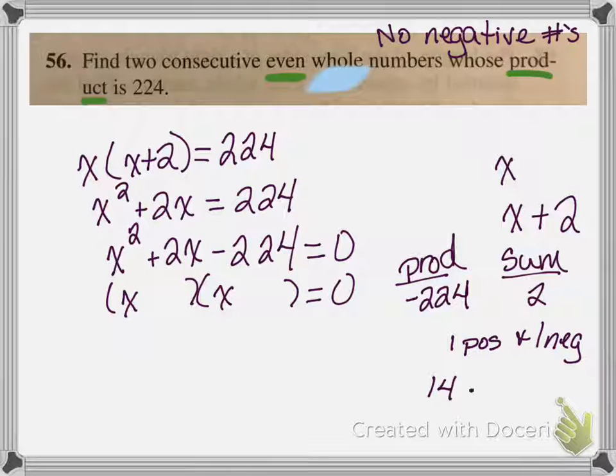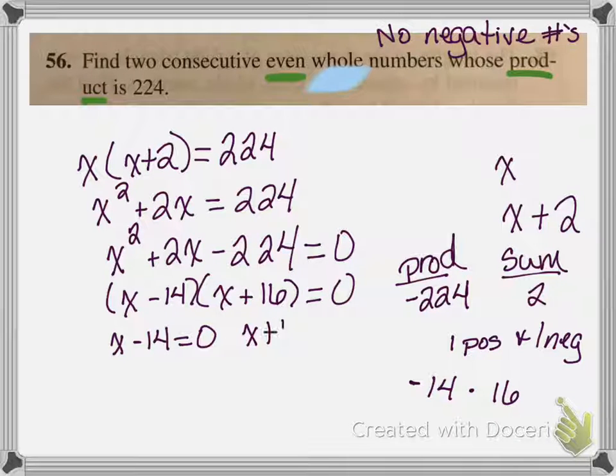So I've got 14 and 16. The 14 is negative. Good. You got it. So those are my two numbers. Negative 14 and 16. Negative 14 times 16 gives me negative 224. Negative 14 plus 16 gives me positive 2. So here I've got x minus 14 and x plus 16. Okay, so now I do x minus 14 equals 0, x plus 16 equals 0.